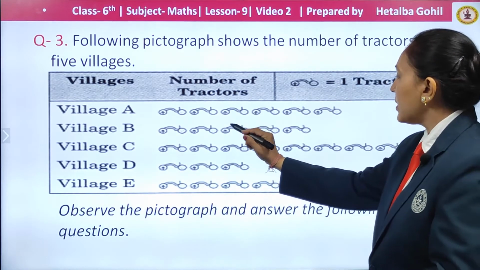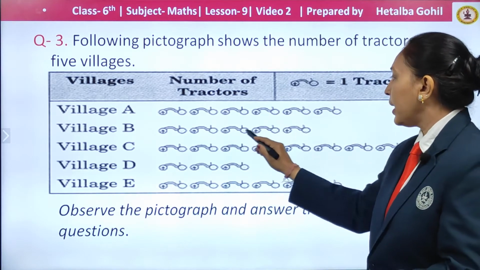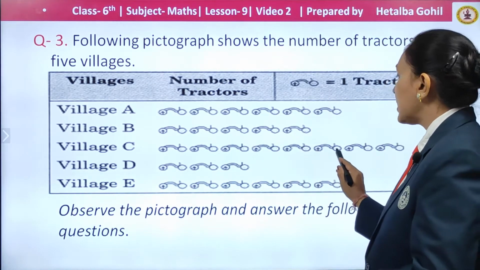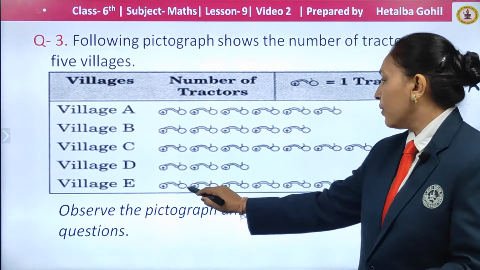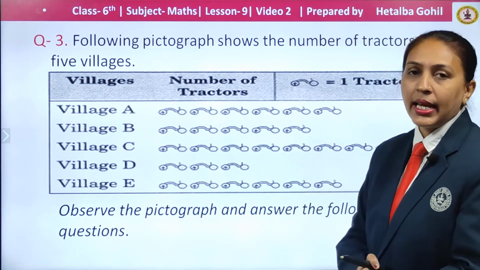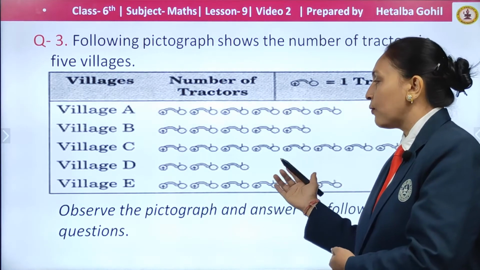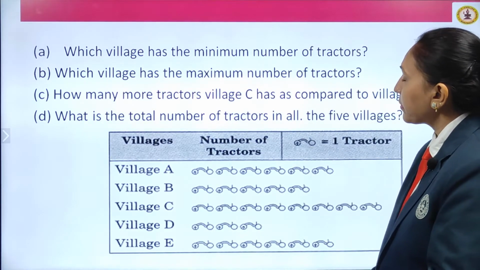So village A is having how many? 1, 2, 3, 4, 5, 6. Village B is having 5. Village C is having 8. Village D is having 3. Village E is having 6. So this is the data given to us in the form of a pictograph. Now let us answer the questions here.